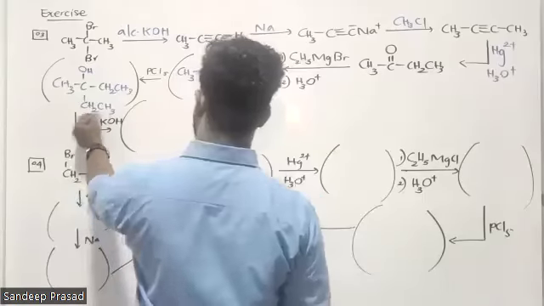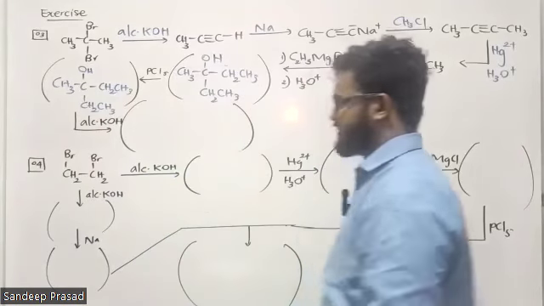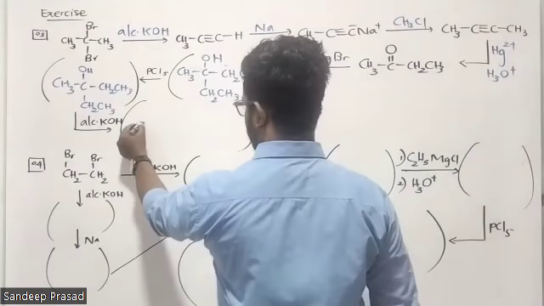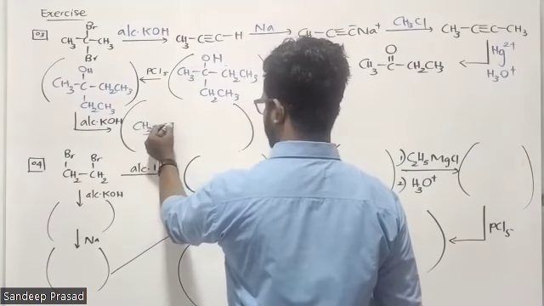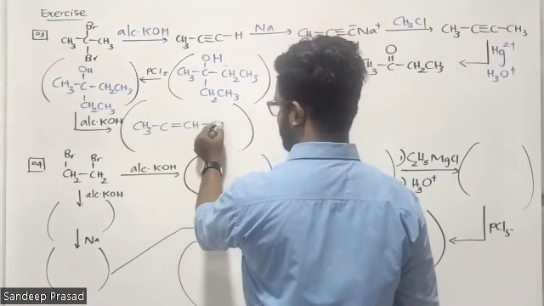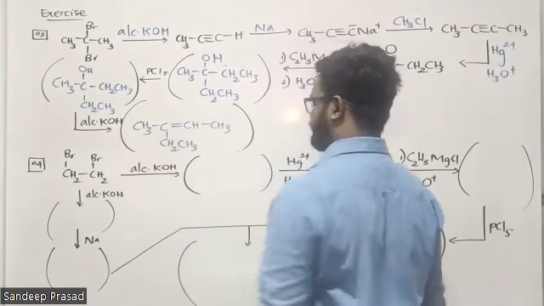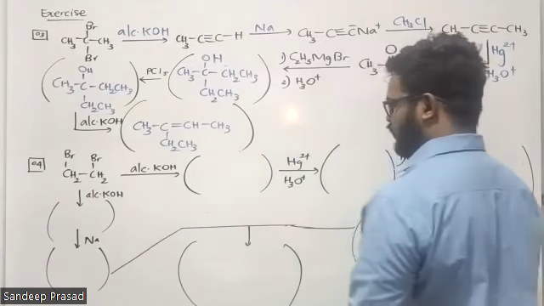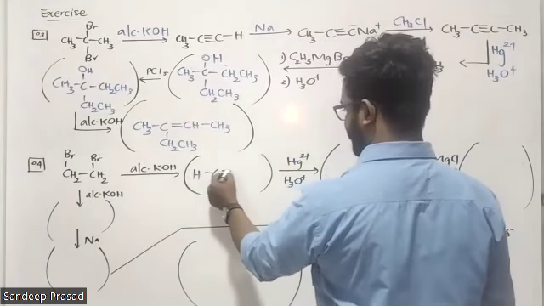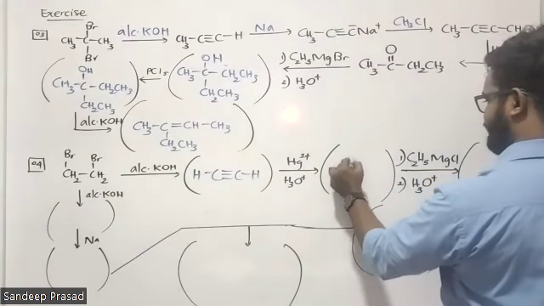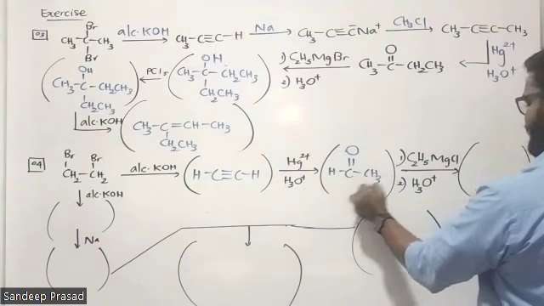So when we add alcoholic KOH, follow the Zaitsev rule. Choose the neighboring carbon atom which is connected to fewer hydrogens. So therefore CH in this way. So in the fourth one, we can say that triple bond CH3.